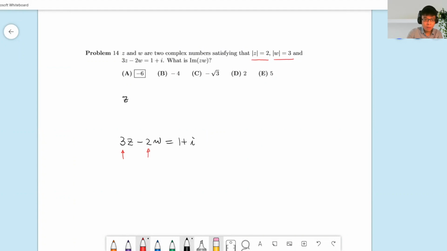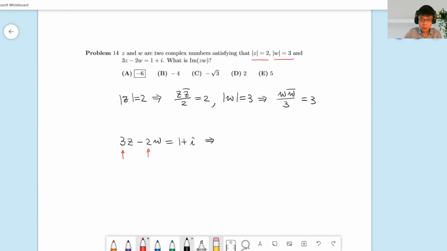Okay, z modulus equals 2. We can create 2 in the following way. Z times z conjugate, this is going to be 4. I will divide by 2, that equals 2. And also, w modulus equals 3. We can create 3 from w times w conjugate and divide by 3, which is 3 here. And now we replace here.